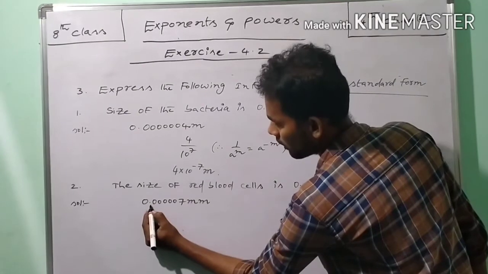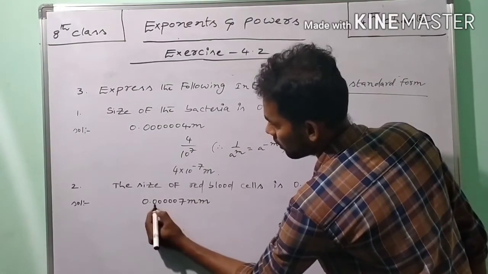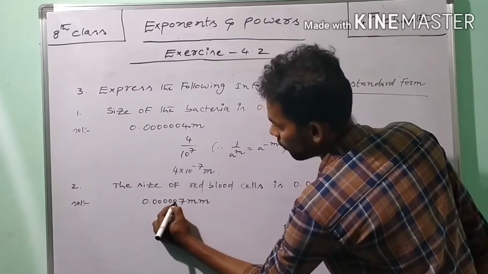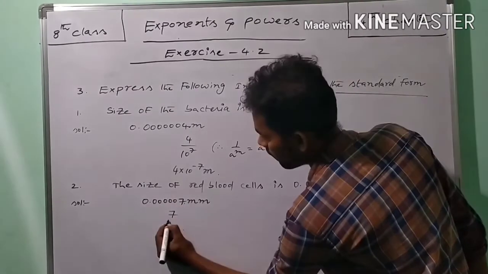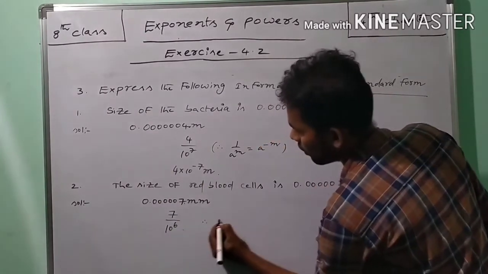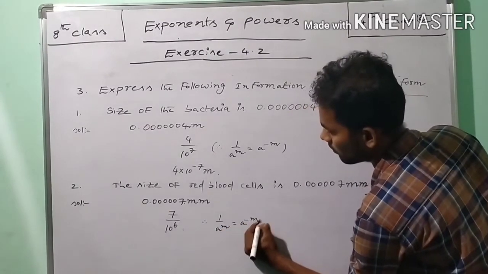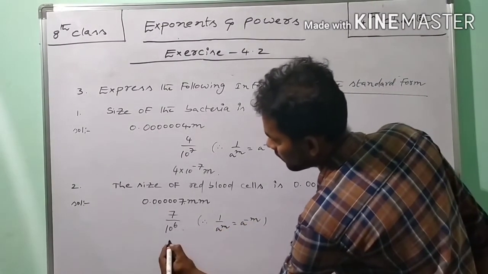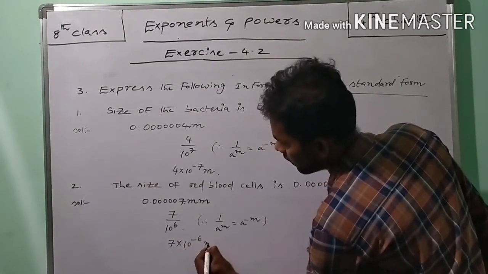Decimal point here. Shift how many places towards the right side? 1, 2, 3, 4, 5, 6. So 7 by 10 to the power of 6. Therefore, 1 by a power of m equals a power of minus m. So 7 into 10 to the power of minus 6 mm.